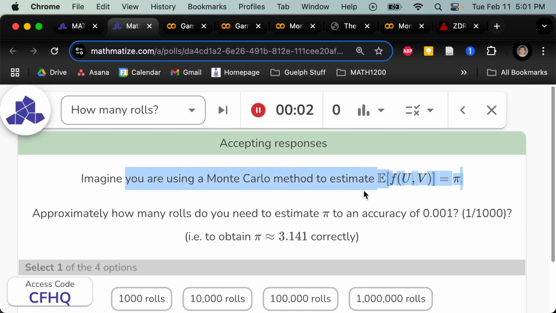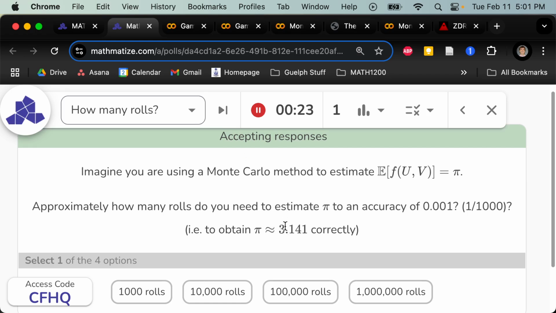Imagine we're trying to estimate pi using this Monte Carlo method. How many rolls do we need to estimate it to an accuracy of 0.001? So we want to get 3.141, which is the next decimal of pi. And it could be wrong after that. So 3.1417, that would be fine. I think the next decimal is supposed to be 2. And of course, our algorithm is not going to be perfect. It's not always going to work. But how many rolls do we need to get this level of accuracy?